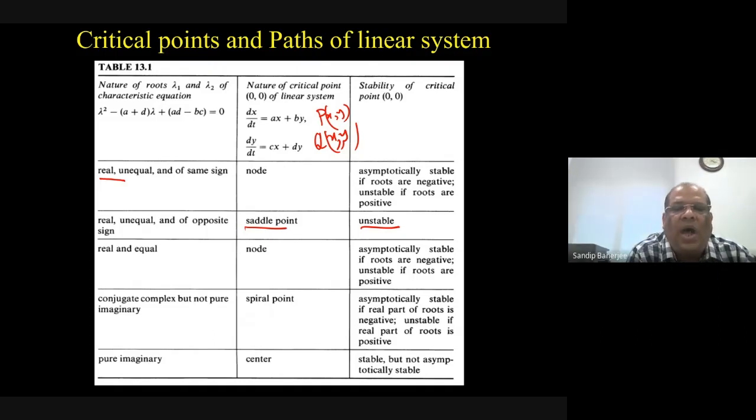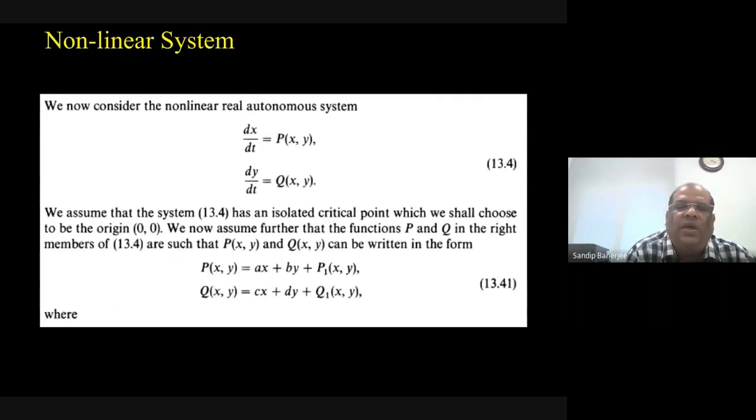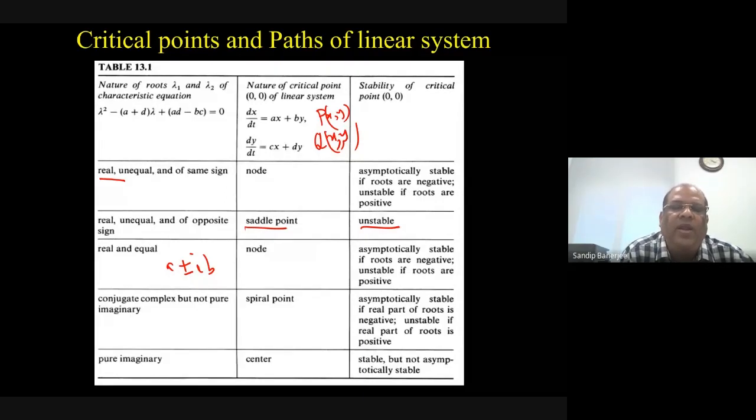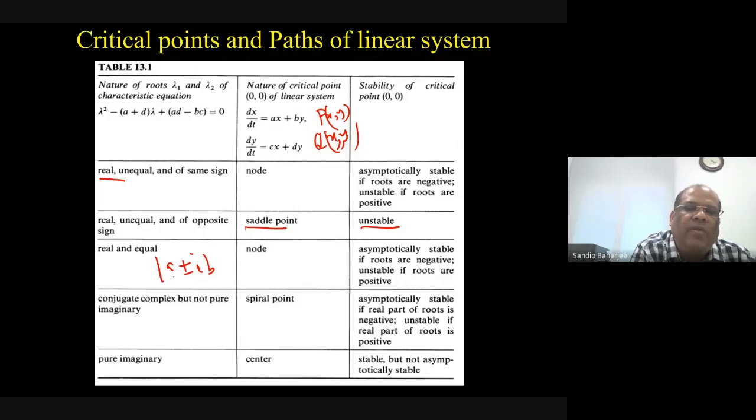However, if the roots are complex conjugates, that means if you get them in the form a plus minus ib, then it forms a focus or a spiral point, and its stability will depend on this particular value. If this a is less than 0, you get a stable focus. If this is greater than 0, you get an unstable focus. And if a is equal to 0, you have a purely imaginary root, and you get what is called a center.